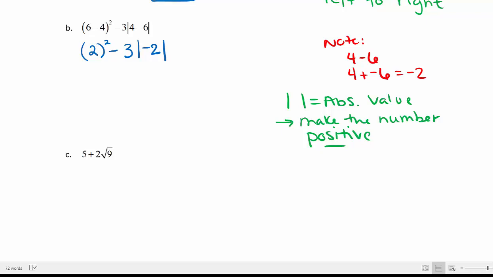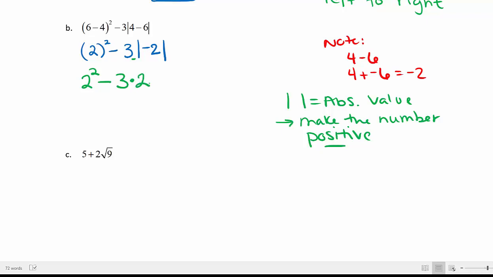And so the next thing I would do is I'm still trying to get rid of that grouping symbol. So I would do that absolute value next. So let's see, I've got 2 squared minus 3. And because there's no symbol between the 3 and the absolute value, that actually means we're multiplying. Multiplication is the one operation where you don't have to put a symbol there. If you see 2 numbers just right next to each other, like the 3 next to that absolute value or 3 next to a parenthesis, it means you're multiplying. Now, absolute value of negative 2 is positive 2.